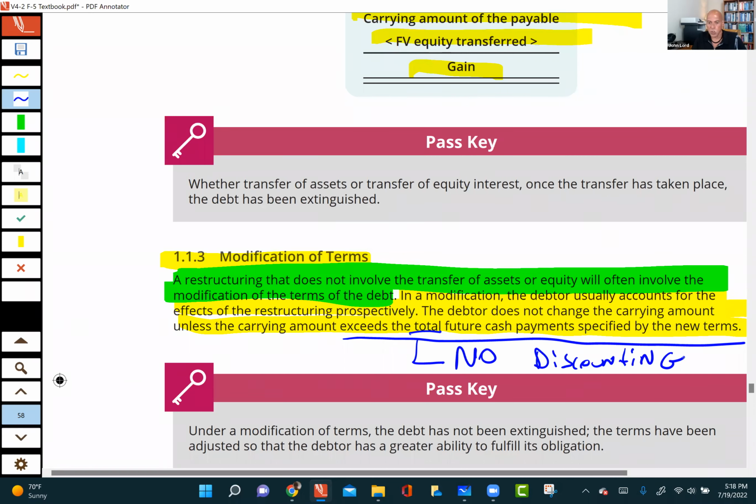No. So they said you simply look at all the future cash flows that are going to come from this, and as long as those future cash flows are greater than or equal to the carrying value of the debt, there's going to be no gain recognized by the debtor for a modification of terms.